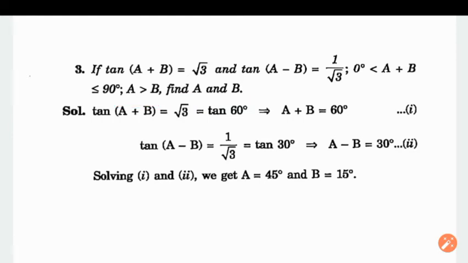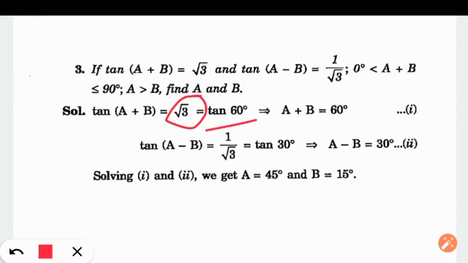So see the solution. Now tan(A plus B) equals root 3. This one is given. Now you need to know tan of which degree gives you root 3. If you see the table, you will find tan 60 degrees is root 3. So in place of root 3, we can write tan 60 degrees.